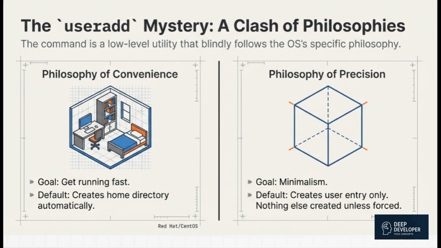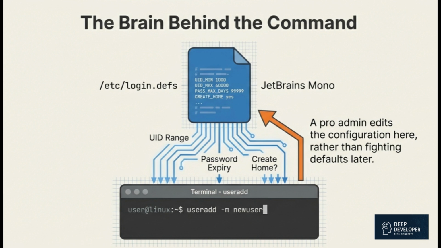Okay, so where is this behavior actually defined? What's the secret? Well, it's all hiding in plain sight, in a single configuration file, /etc/login.defs. See, the useradd command itself is actually kind of dumb. It's just a low-level tool that reads its instructions from that file. And this is powerful. It means you're not just stuck with your distro's default choices. You can literally go into this file and change the behavior to whatever you want.